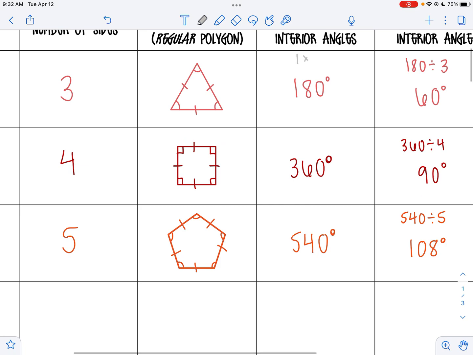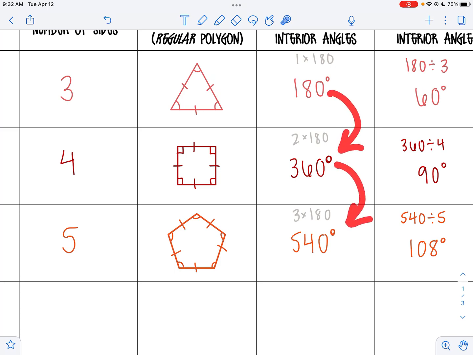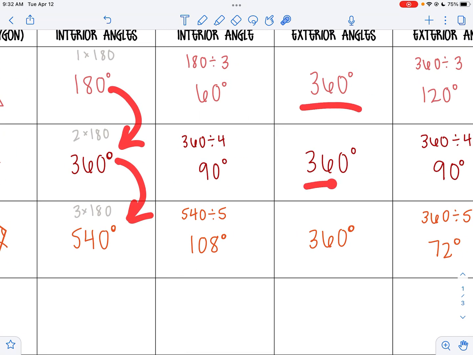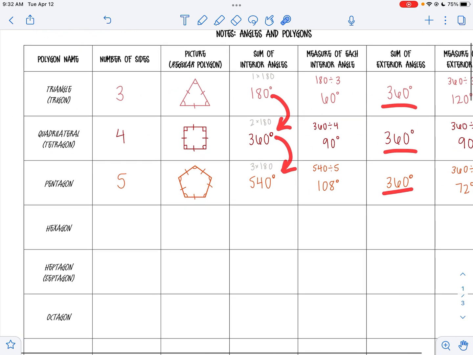So like 1 times 180 is 180. 2 times 180 was 360. 3 times 180 is 540. So pretty much this is increasing by 180 every single time, and the 360 has been staying the same.